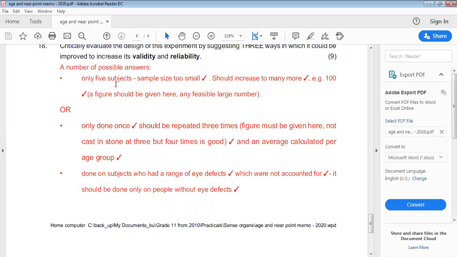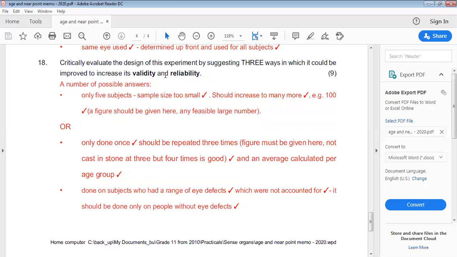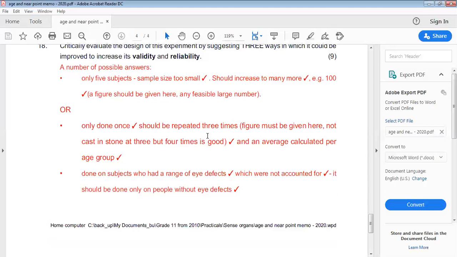Or you could have spoken about anything here. So for validity, remember fixed variables, you could have spoken about having it done at the same speed and then described a way in which you could have it being done at the same speed, or done under the same light conditions, because obviously the intensity of the light could affect somebody's ability to see negatively if it's a low light intensity. Okay, all right. I hope you managed fine with this.